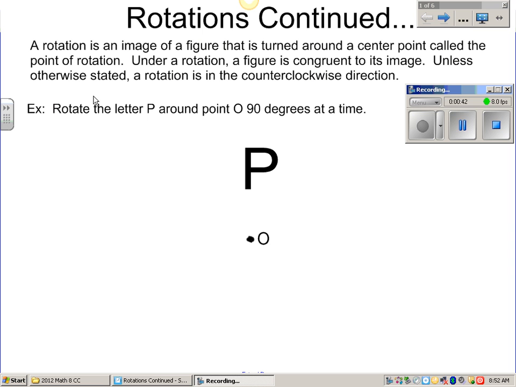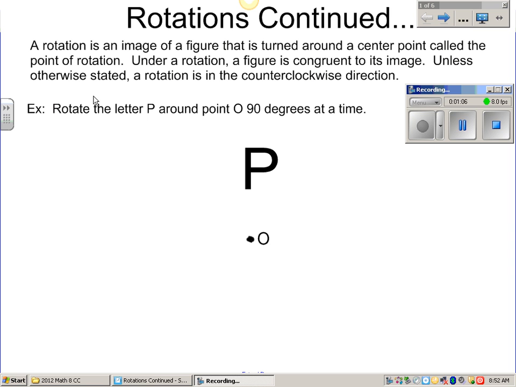A rotation is an image of a figure that is turned about the center point called the point of rotation. Under a rotation, a figure is congruent to its image. Very important. Remember, the only one that didn't keep the shape the same was a dilation. That didn't make congruent shapes, that made similar shapes. Unless otherwise stated, a rotation is in the counterclockwise direction. Very important.